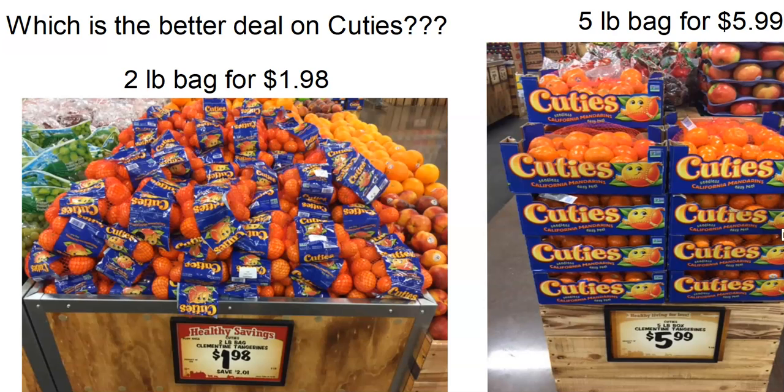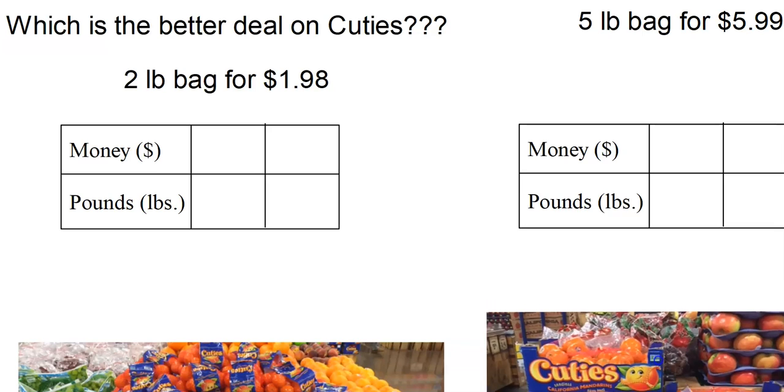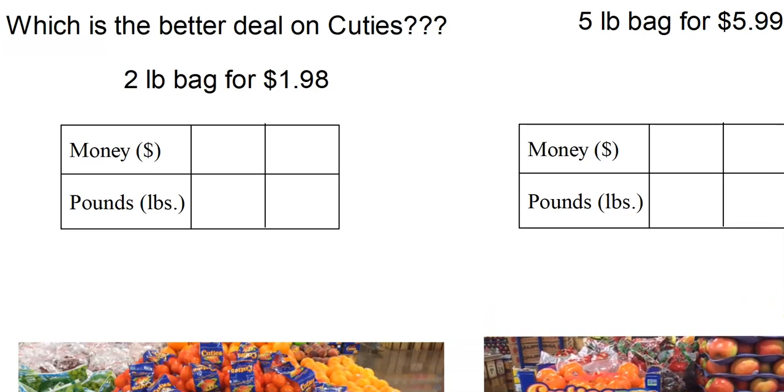So how about this? Which is a better deal on cuties? There is one store that has a 2-pound bag for $1.98, and the other store has a 5-pound bag for $5.99. So I'm going to show you the tables. Hey, maybe you don't have tables when you're at the store, right? Maybe what you're going to do is get out your calculator and remember, ooh, money on top. I want to think about money per pound, right?